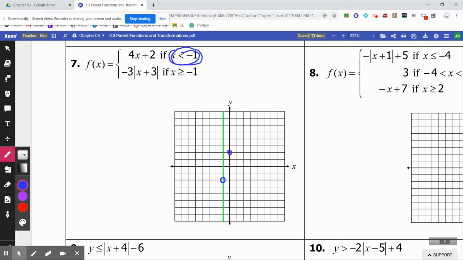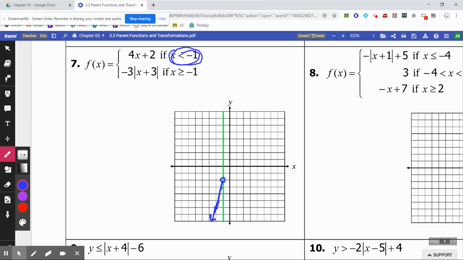We can do it again, down 4, 1, 2, 3, 4, and over 1. That point will be included. You could do it again, but this is going to be your graph. It's going to be a line extended forever in this direction. We're not going to include this point here. We're also not going to include that point. You can now erase it.